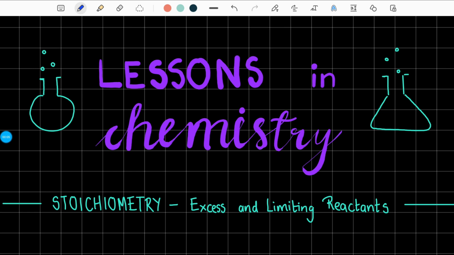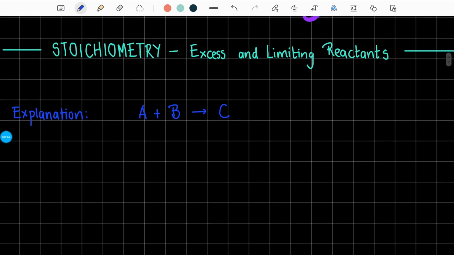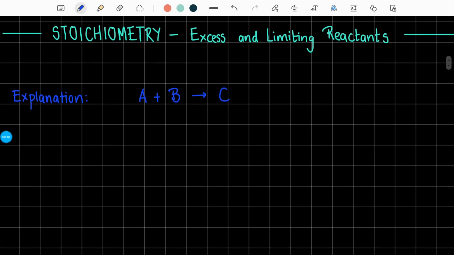Today we are going to cover stoichiometry and in particular, excess and limiting reactant. Let's get started. Firstly, let's try to understand the concept of excess and limiting reactants. Say, for example, you have a reaction where your reactants are A and B and they combine together to form C. Now, in this reaction, we see that A and B have a 1-to-1 molar ratio.